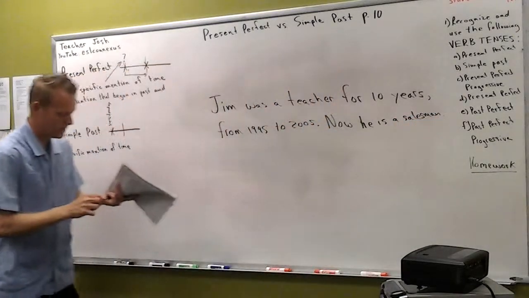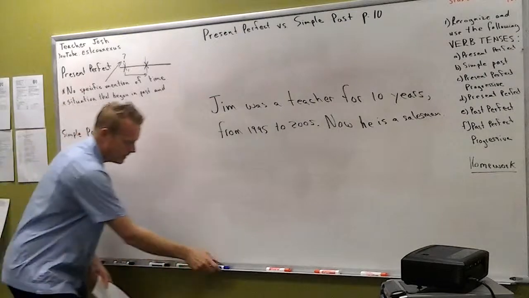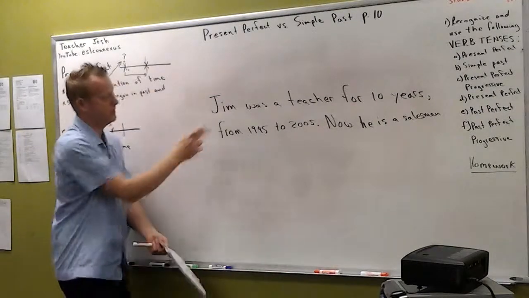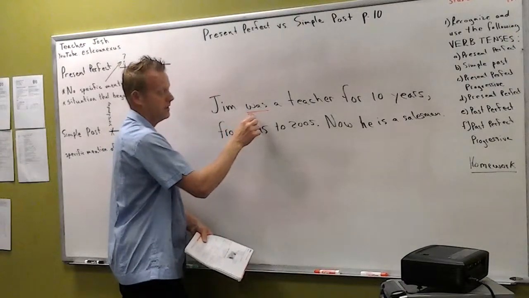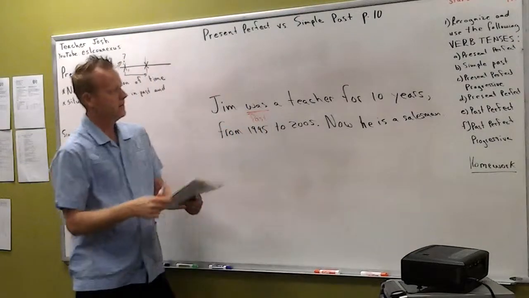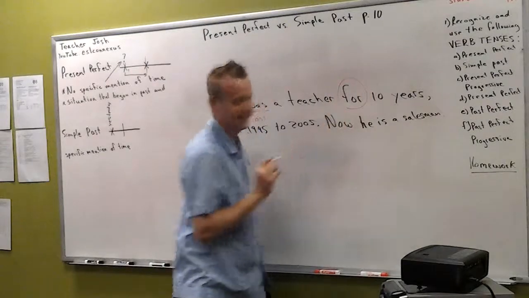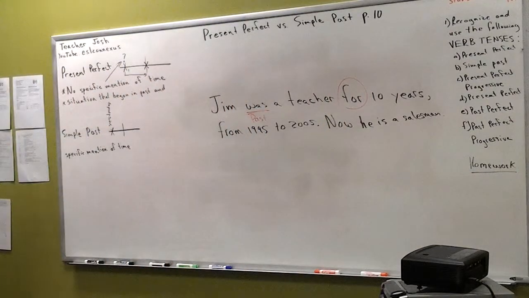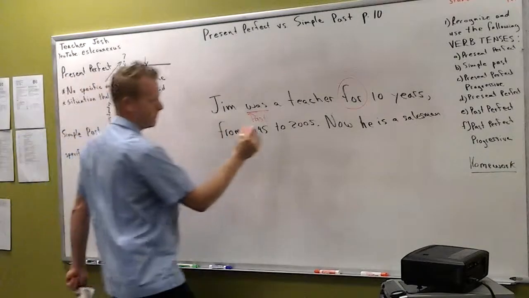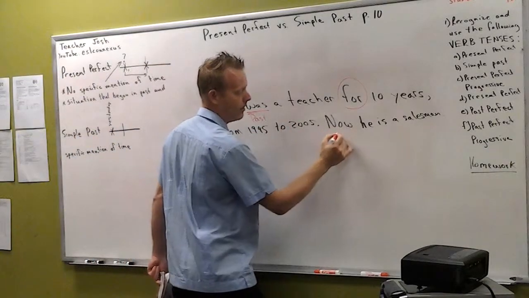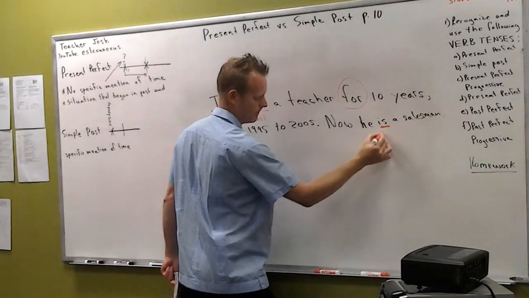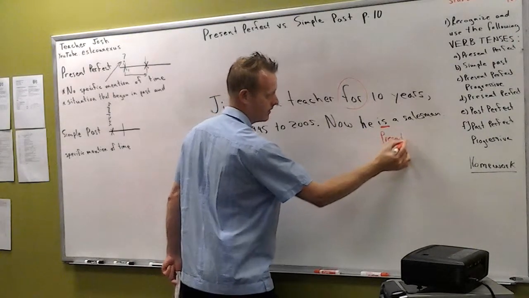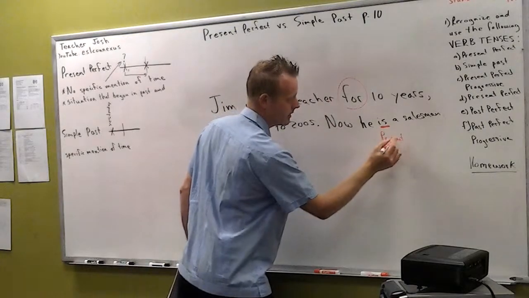Alright, so let's look at the verb tenses real quick. What's the verb up here? What tense is this? Just past tense, isn't it? Do you notice this again? Yeah, for 10 years. Ooh, I could do that with a simple past too. Now look down here. Now he is, what tense is that? It's just a present, isn't it?